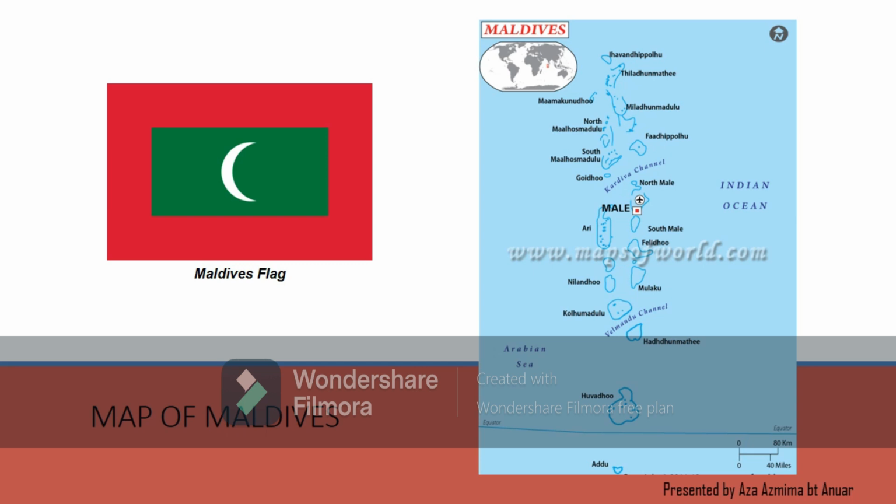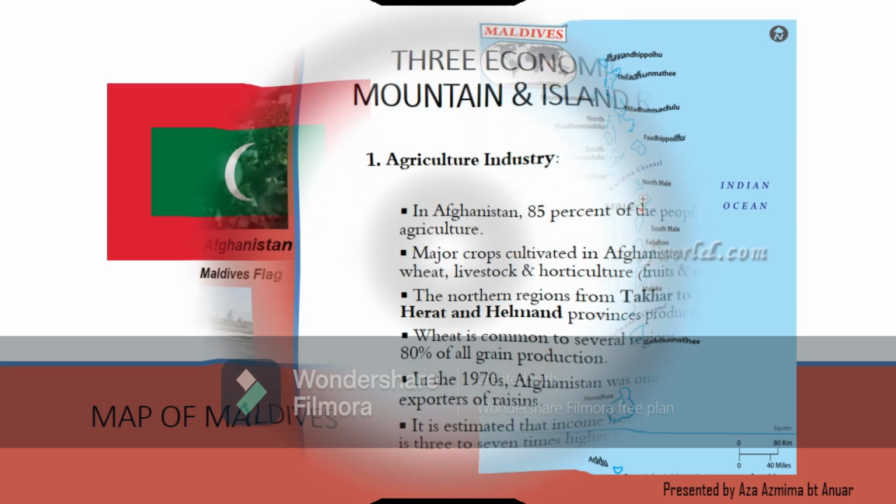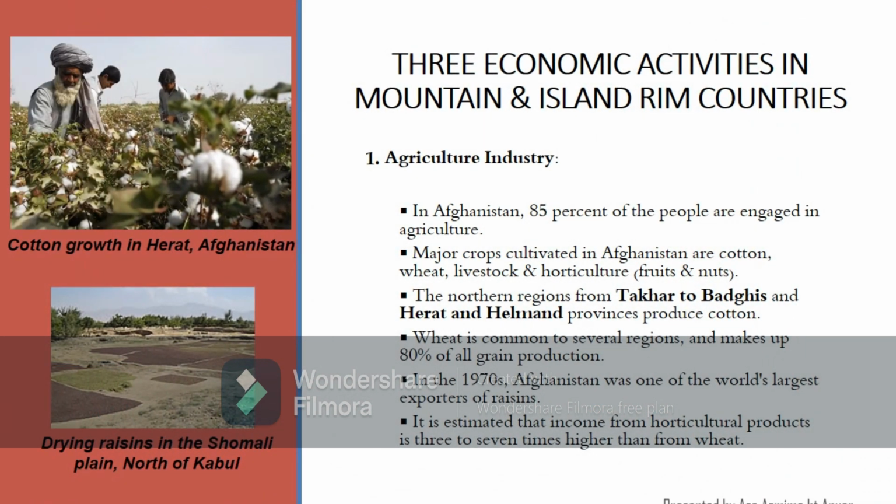First, they have agriculture industry. In Afghanistan, 85% of the people are engaged in agriculture.